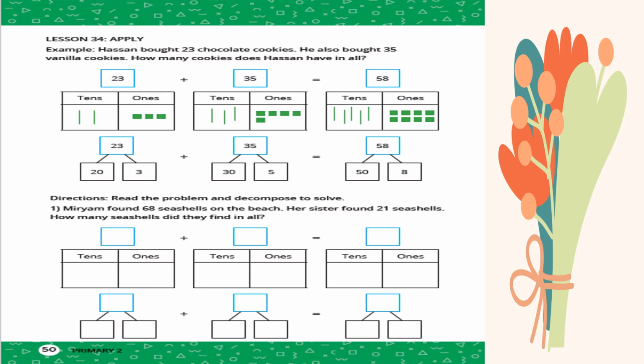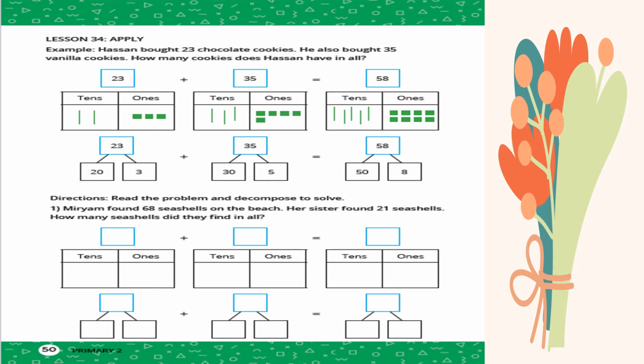So 23 plus 35, let's put ones with ones and tens with tens. 3 plus 5, after 5: 6, 7, 8. 2 plus 3, after 3: 4, 5. So 23 plus 35 equals 58. Let's draw our sticks and small squares. 23. How many sticks do we have? 2 sticks. How many small squares? 3.